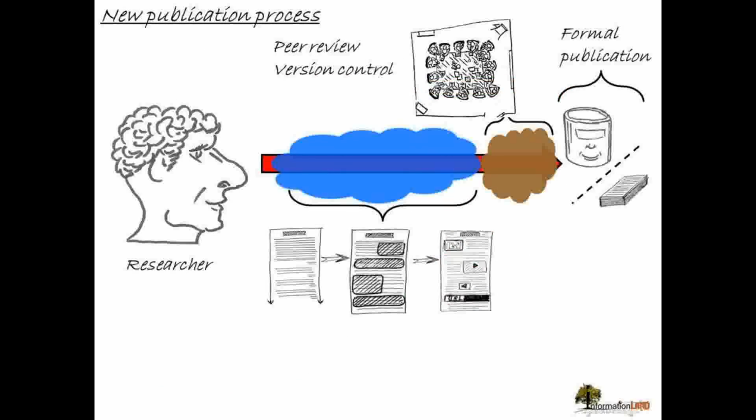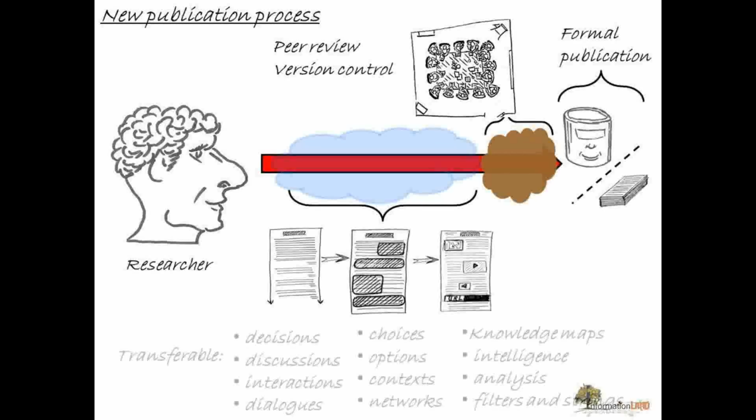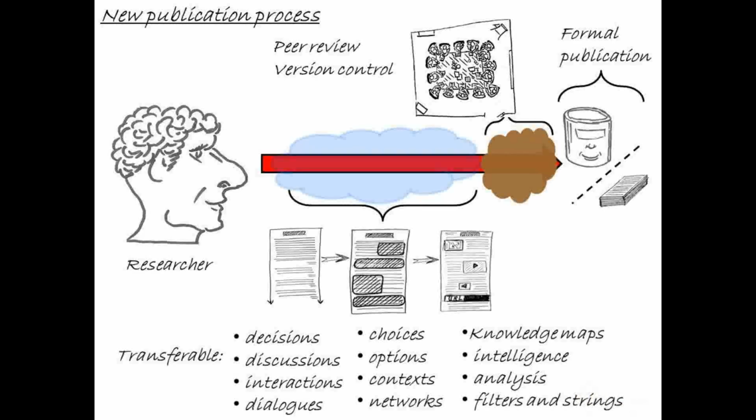And if we can preserve that, it will be obvious from those discussions what the decisions are, the interactions, the dialogues, what choices were made at what time, what the options were first, in what context the discussion was held and decisions were made, which networks of colleagues and scientists were involved, which knowledge maps were actually used, which networks of knowledgeable people outside their reach. Maybe intelligence has been used, analysis has been made. When these things appear, it becomes very interesting to understand.